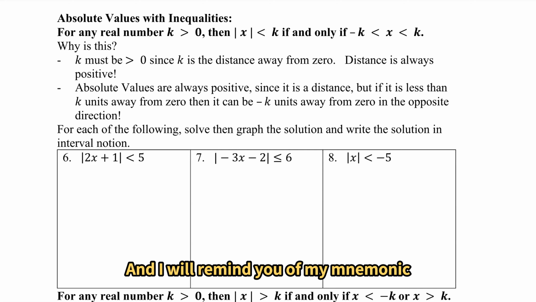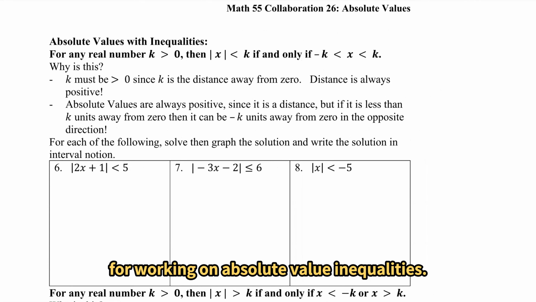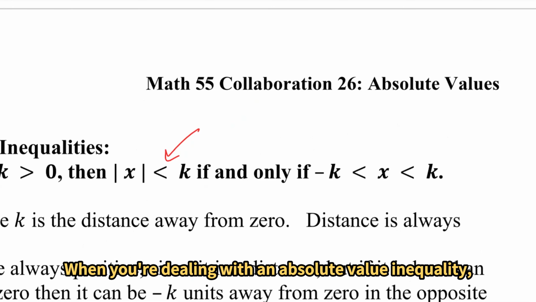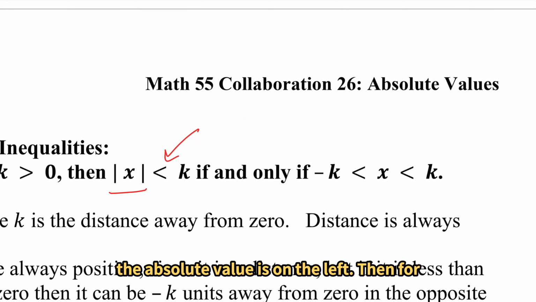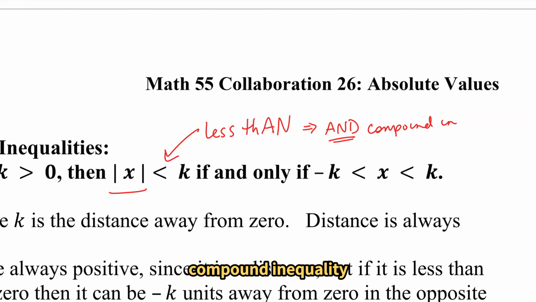And I will remind you of my mnemonic for working on absolute value inequalities. When you're dealing with an absolute value inequality, the absolute value is on the left. Then for less than, we're looking at an and inequality, a compound inequality.